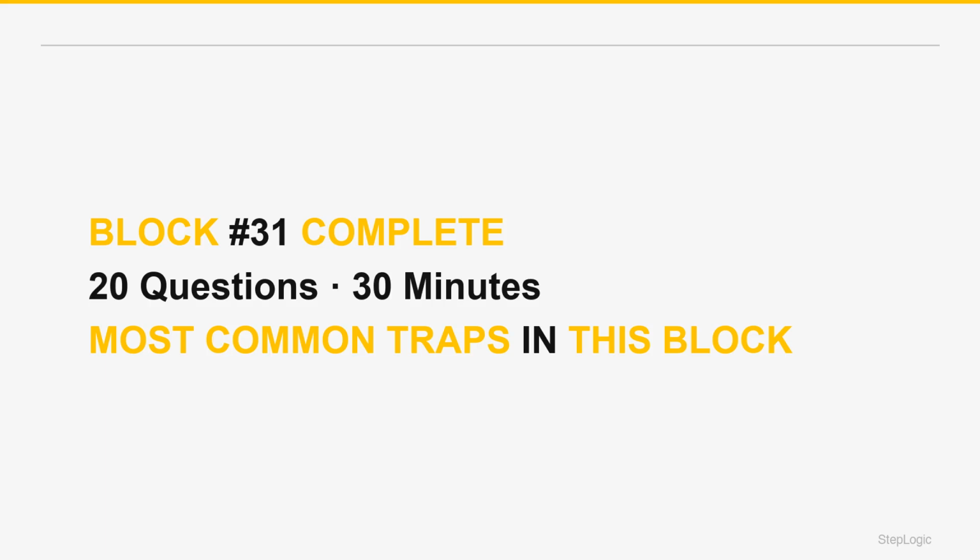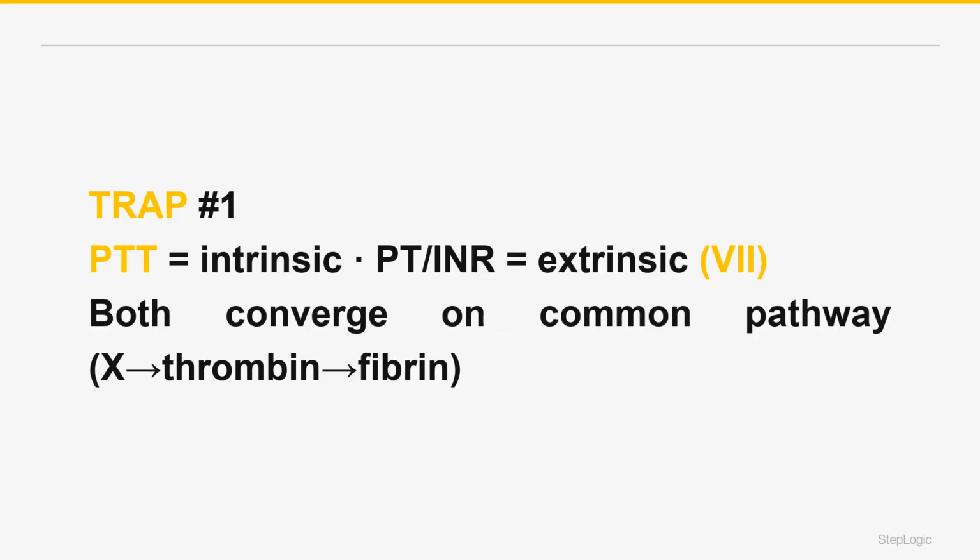Block 31 is done. Let's review the 5 biggest traps from this block. Trap 1. The PTT measures the intrinsic pathway. The PT and INR measure the extrinsic pathway with factor 7. Warfarin hits factor 7 first, so it prolongs the PT. Heparin works through the intrinsic side and prolongs the PTT.